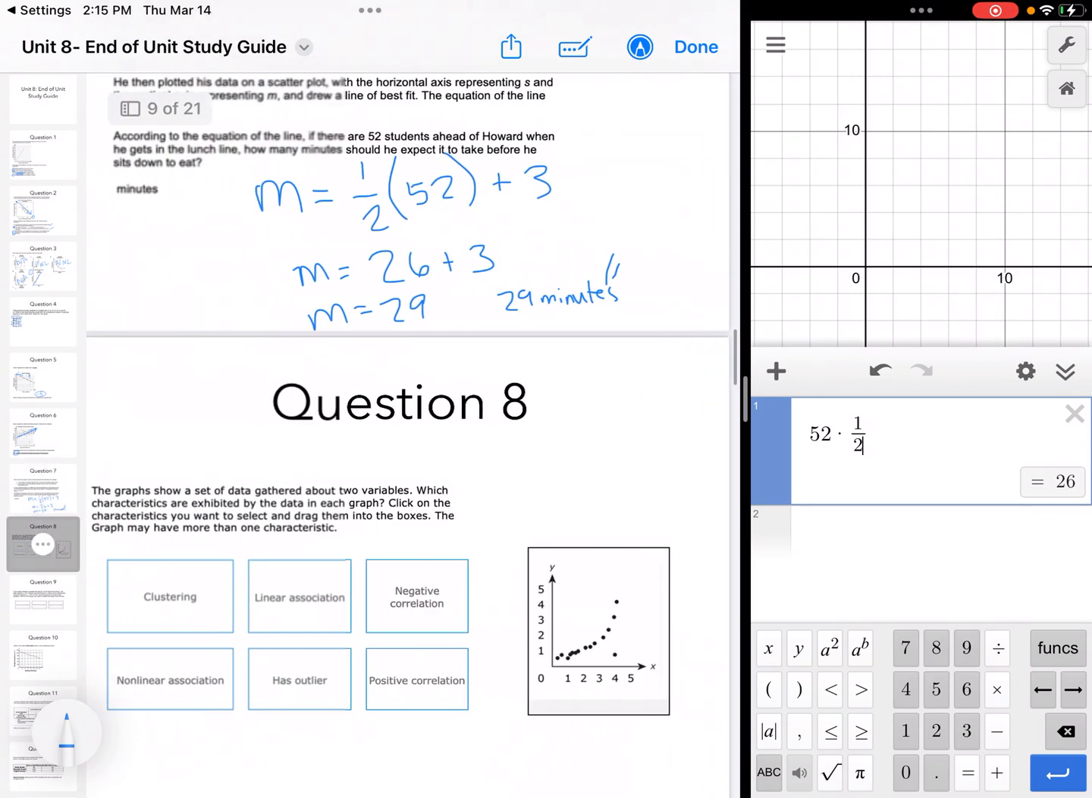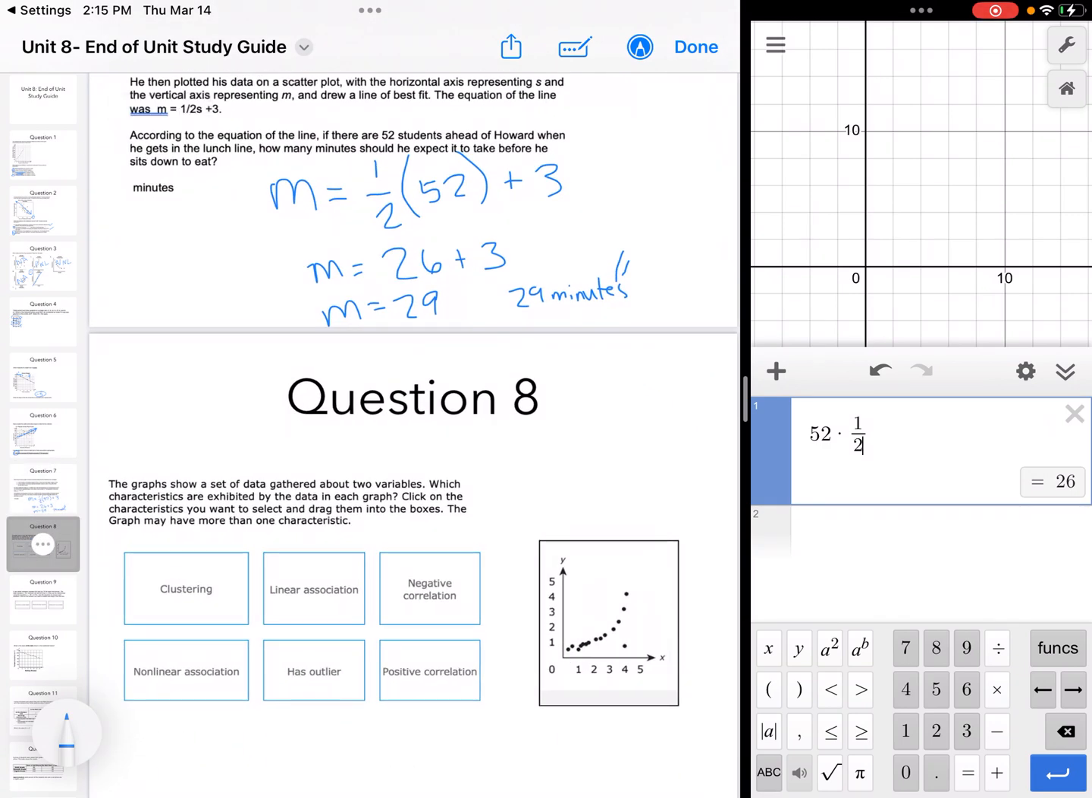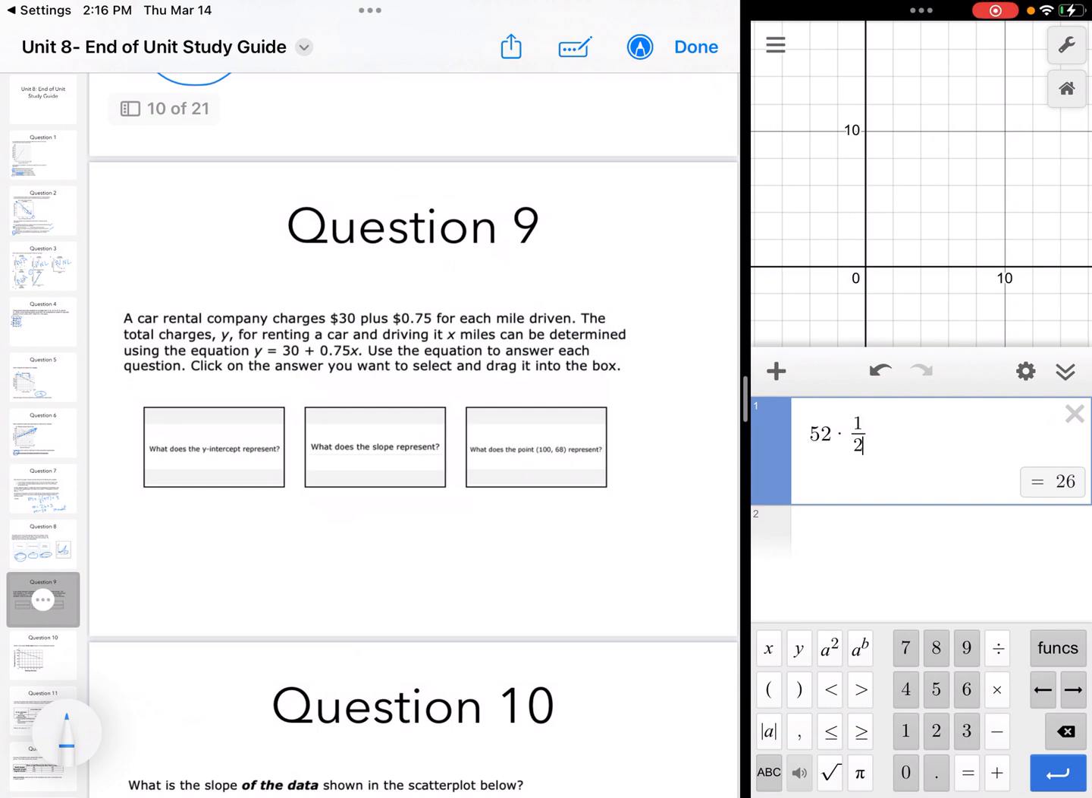All right, the next one says, the graph shows a set of data with 2 variables, and they want us to click on the characteristics. So we know that it's a positive association, and we know that it's nonlinear, and we know that it has an outlier. So I would click on those 3 to represent this graph.